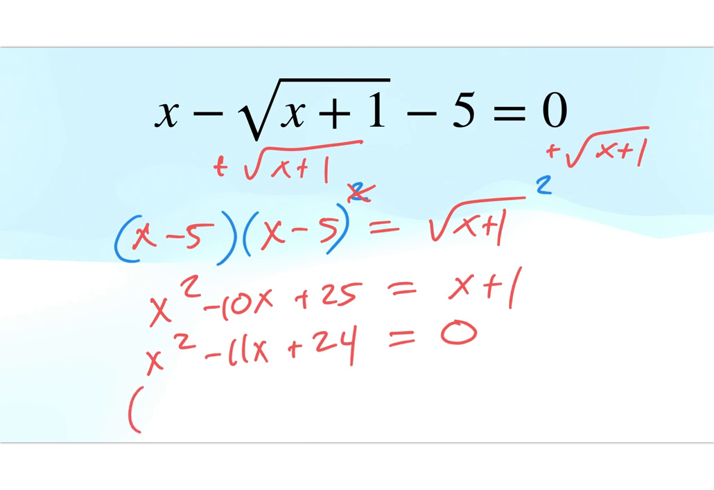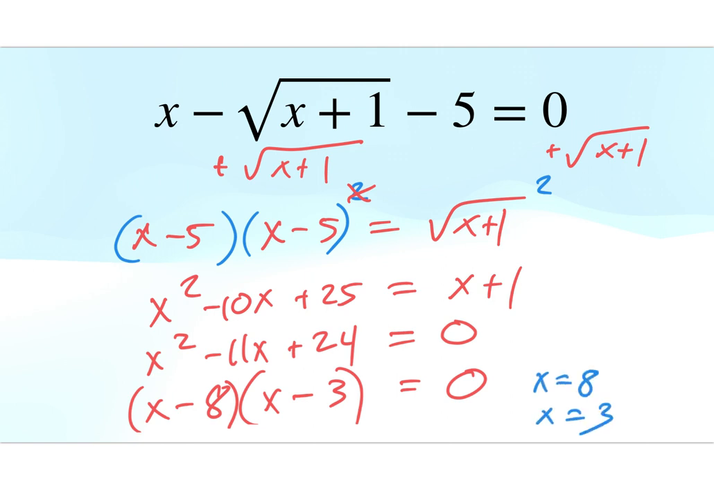And then is there a number, 2 numbers that multiply to positive 24 that add to negative 11? Well, if they multiply to a positive and add to a negative, they must both be negative. 8 and 3. 8 times 3 is 24. Negative 8 plus negative 3 is negative 11. And then since I've been doing this a bunch, I say, well then x equals 8 and x equals 3.